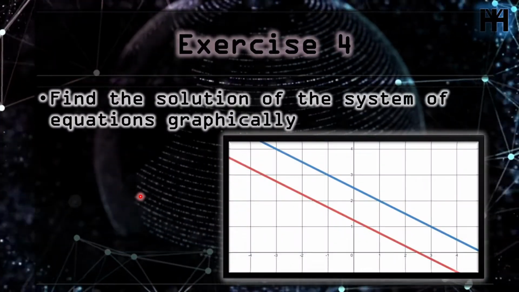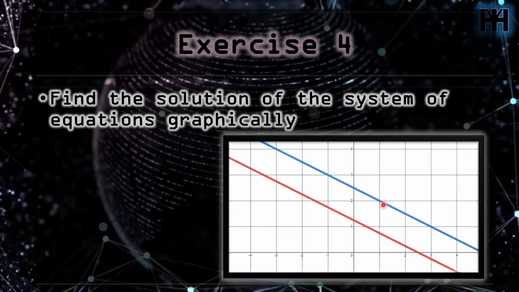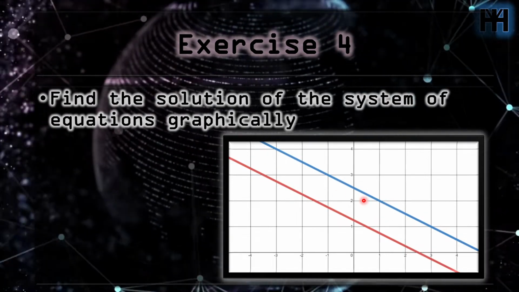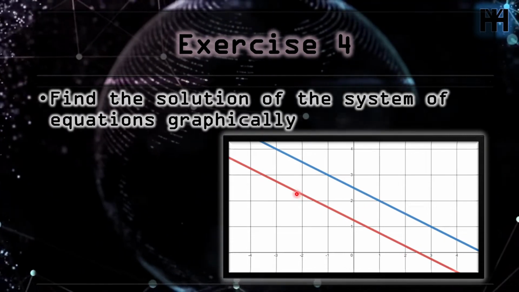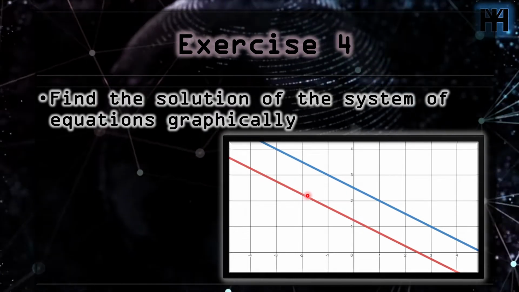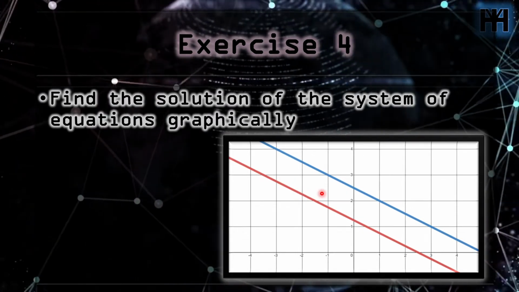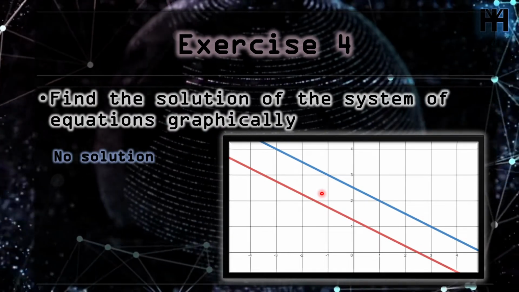Okay, find the solution of the system of equations graphically. Again, I can see the two lines are parallel, so they won't intersect even after they reach infinity. I know it's impossible to reach infinity, but it's impossible for them to intersect by any means. So there is no solution.